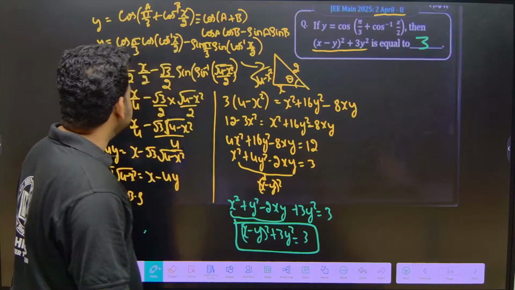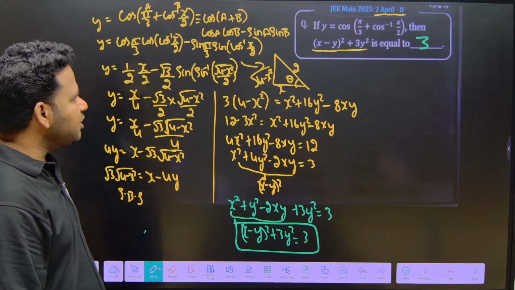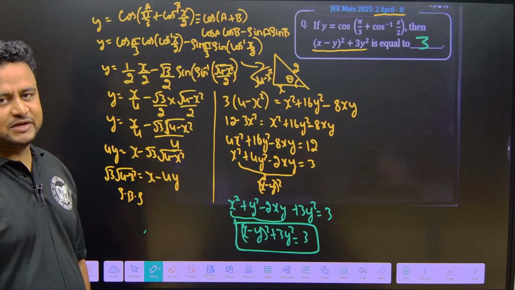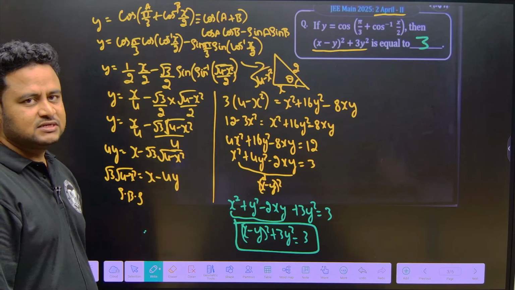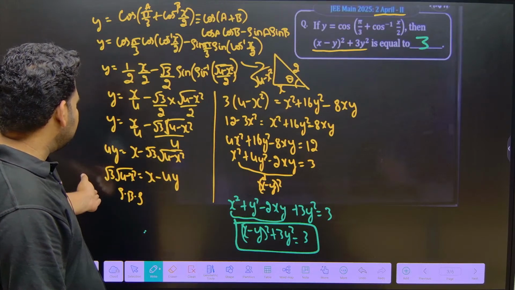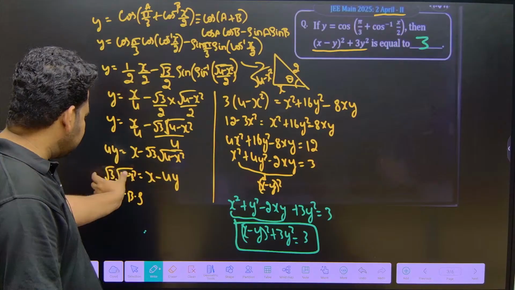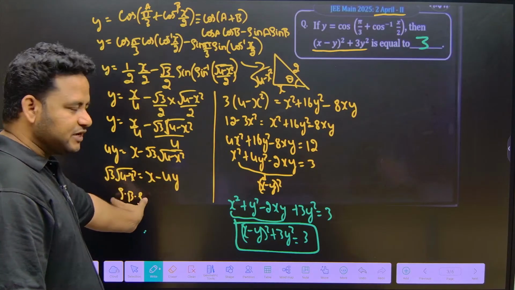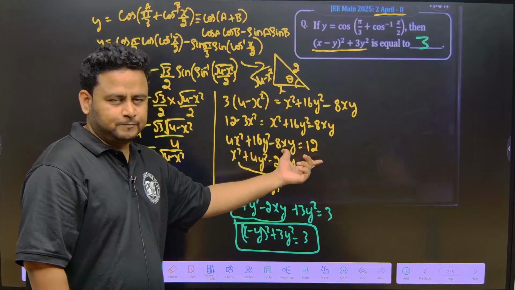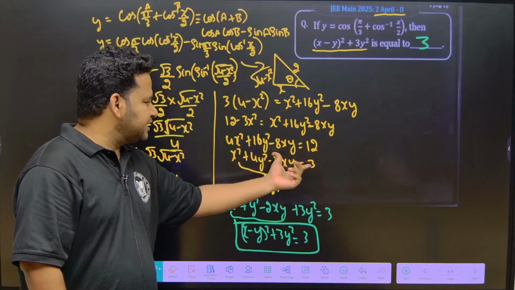Let me explain again. Y is equal to cos of pi by 3 plus cos inverse of x by 2, that is nothing but cos of a plus b, so we apply the formula cos a cos b minus sin a sin b, and we get it in this form. We get this equation, and then we square on both sides, and squaring on both sides we get it like this. We divide throughout by 4, and dividing throughout by 4 we get it equal to 3.